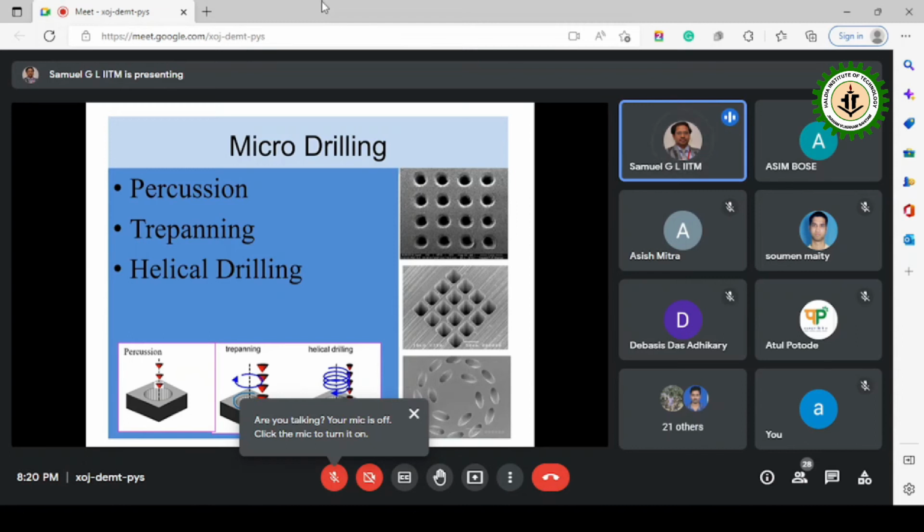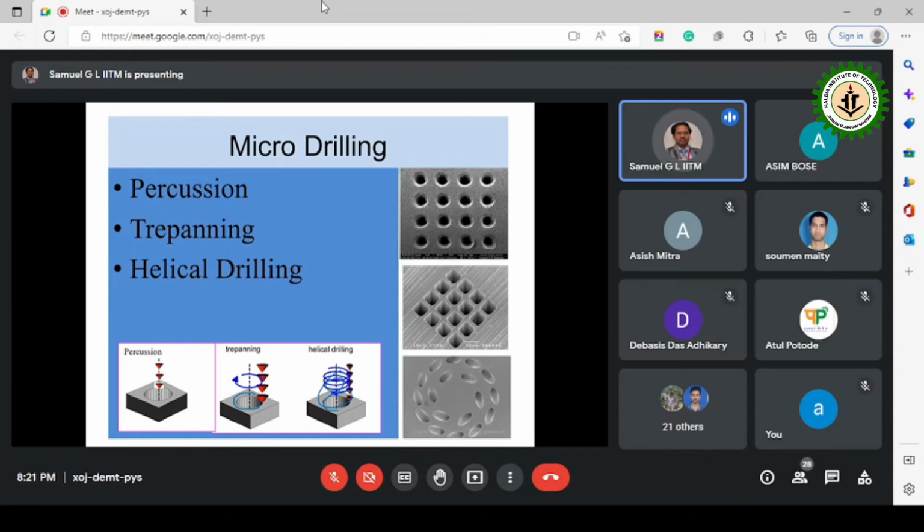But if the thickness is higher, we go for what is called helical drilling. It not only goes around, but at the same time it moves to higher levels, or rather we can move down, so that the thick materials can be drilled. We have used these kinds of technologies to produce the micro coolant holes in the turbine blades.